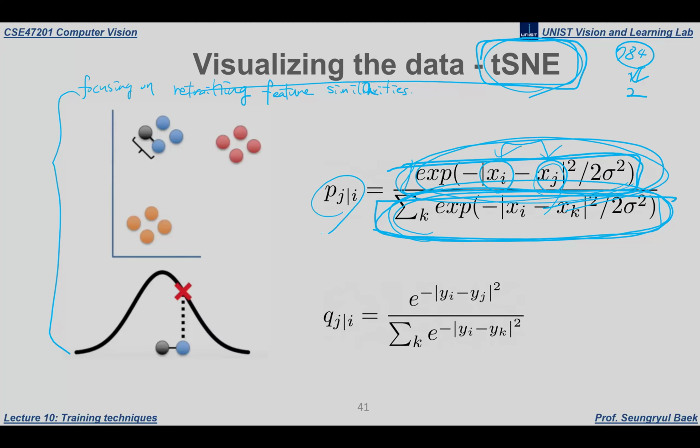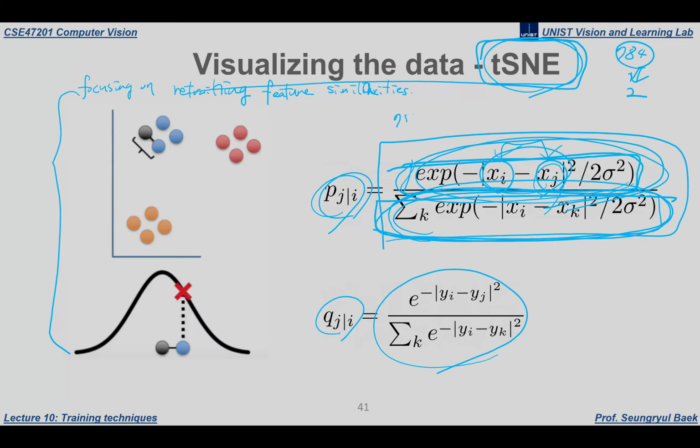Somehow this P(j given i) encodes that information: considering all other data pairs, how much the i and j samples are similar. That is encoded in this probability. And this Q means we want to map this. P is the similarity obtained in the original high dimensional space, but Q is the similar thing obtained in the reduced dimensional space, a two-dimensional space, for example.